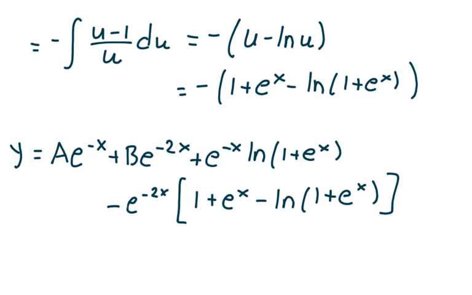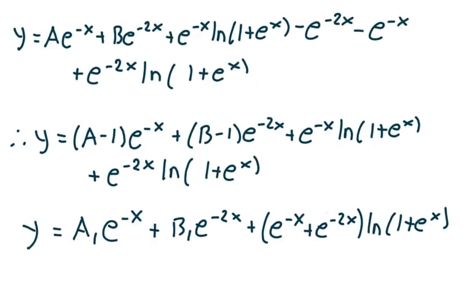And so in my first step, I distributed the e to the negative 2x inside to each term within the parentheses. And when I did that, I got y equals a e to the negative x plus b e to the negative 2x plus e to the negative x natural log of 1 plus e to the x minus e to the negative 2x minus e to the negative x plus e to the negative 2x natural log of 1 plus e to the x.